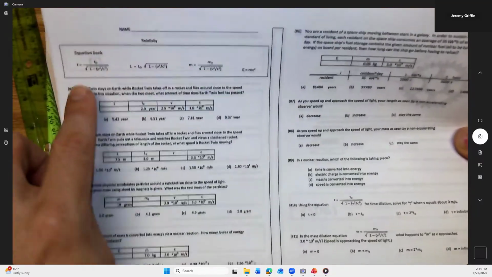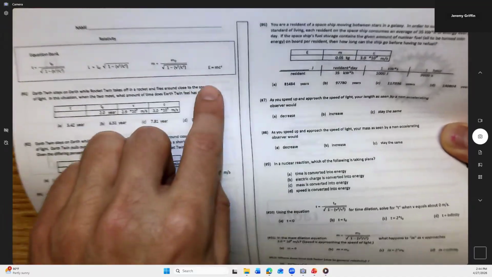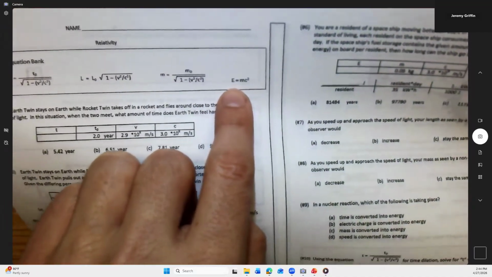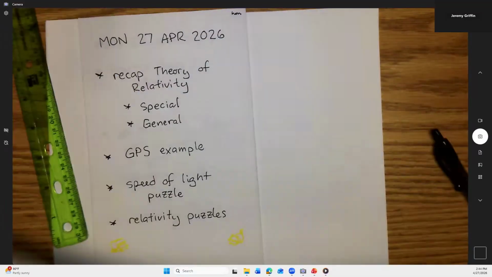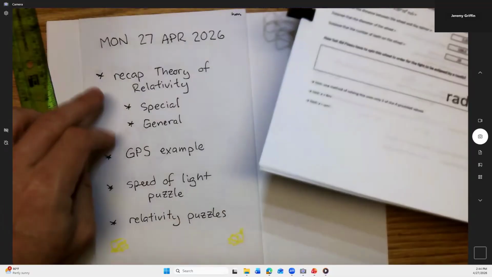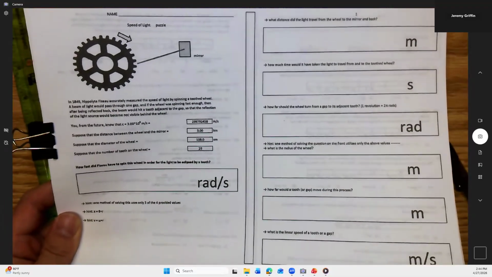You guys remember the equations for time dilation and length contraction, right? And then there's a momentum version of it, right? There's also mass-energy equivalence. You guys know E equals mc squared, right? So I'll give you this later in class today, but I'm going to do a recap with you guys first. So keep this in mind as I'm doing the recap.